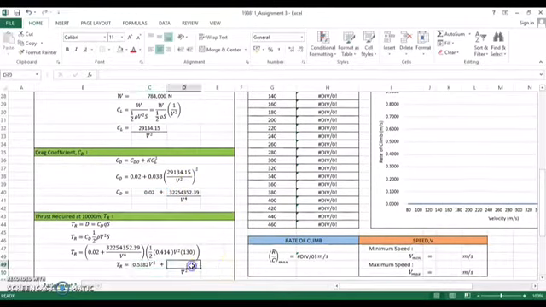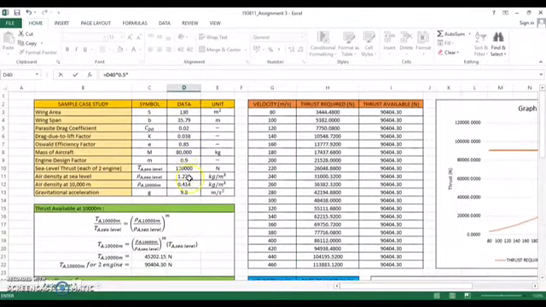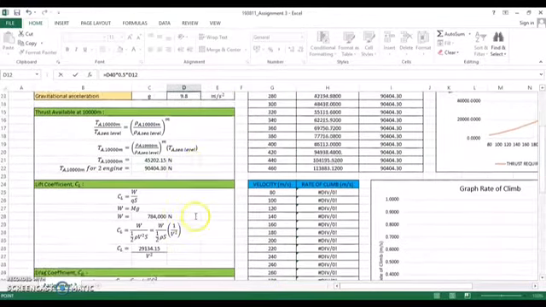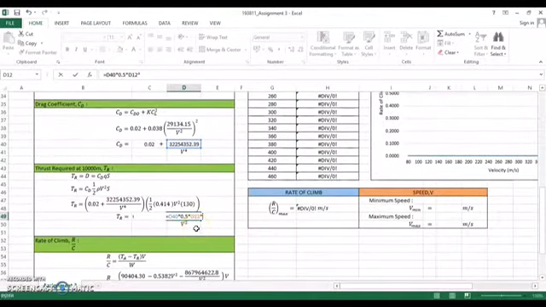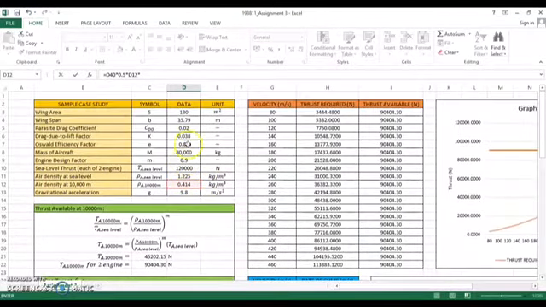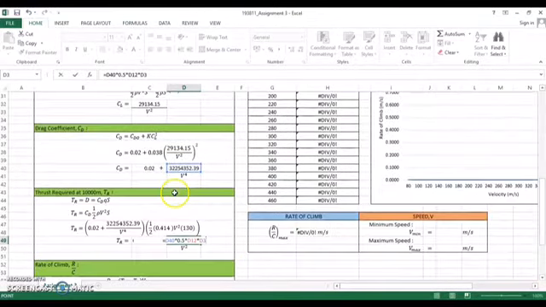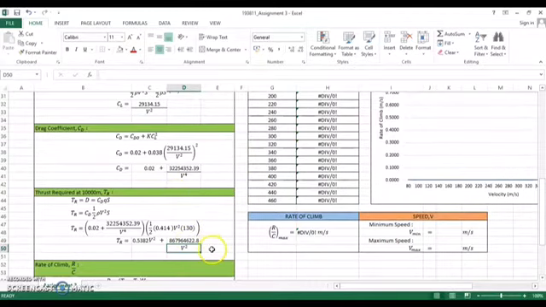For this part, we need to multiply this one into this one, multiplied with the 0.5, multiplied with the density and multiplied with the wing area. And you will get the answer, which is over v squared.